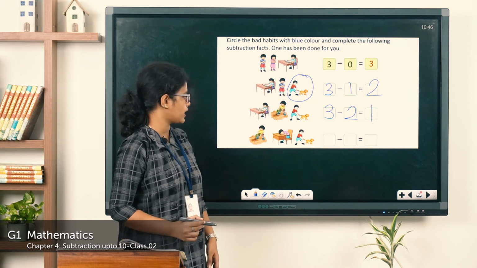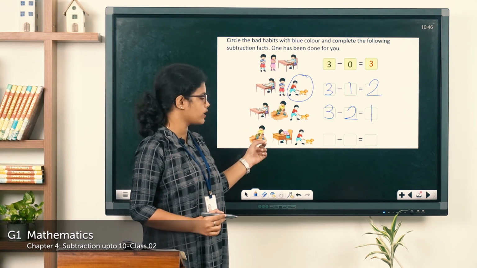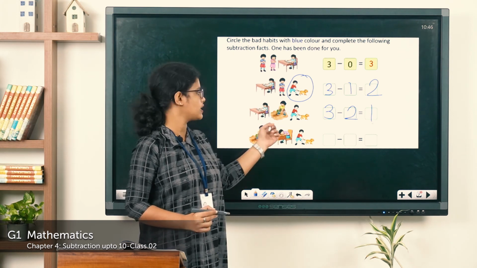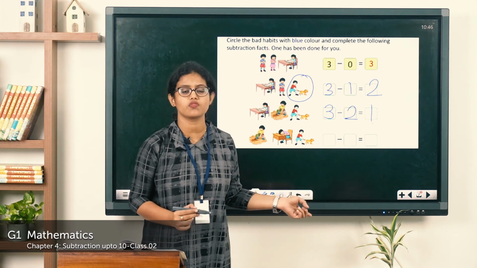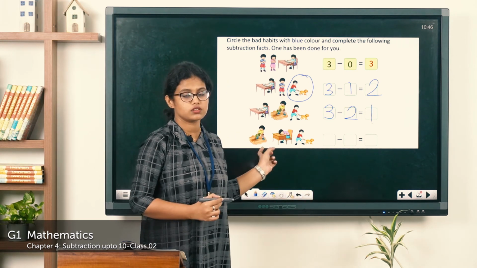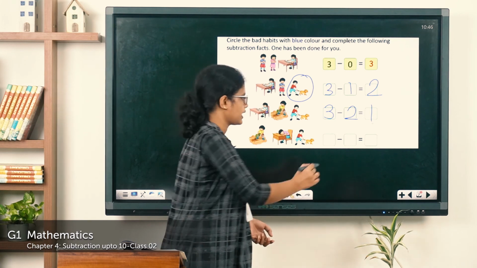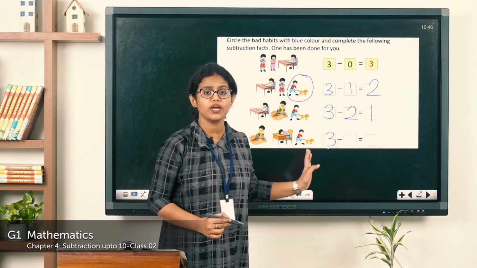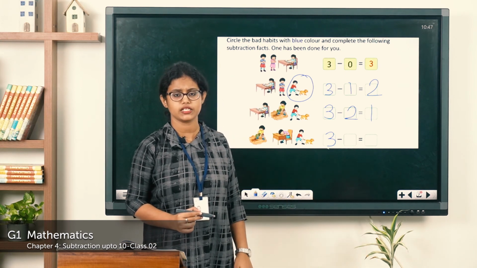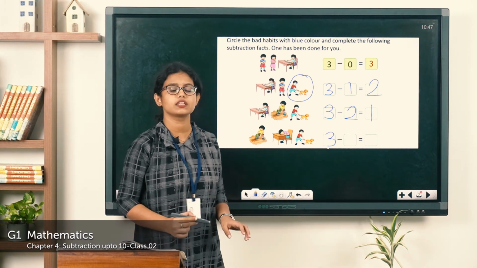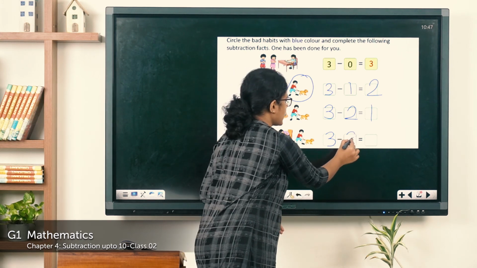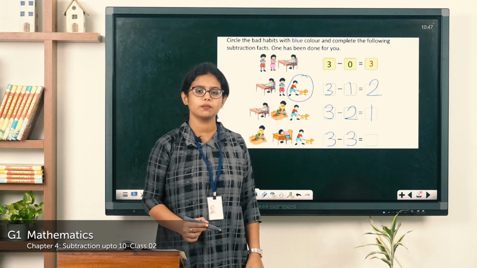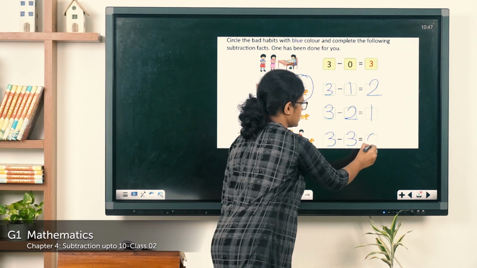So see the next one. You can see a boy is pulling out the plant, one is sleeping on the desk and the other one is pulling the tail of the dog. So these 3 are bad habits, right? So from these 3 bad habits you need to take away all the 3 bad habits, right? You need to subtract all the 3 bad habits. So we'll remove these 3 bad habits. So what is 3 minus 3? 3 minus 3 equals 0.